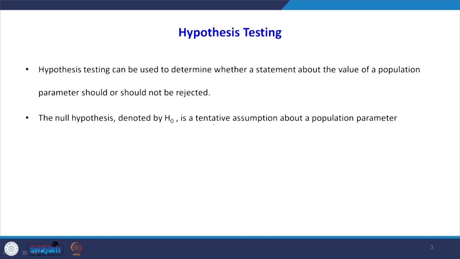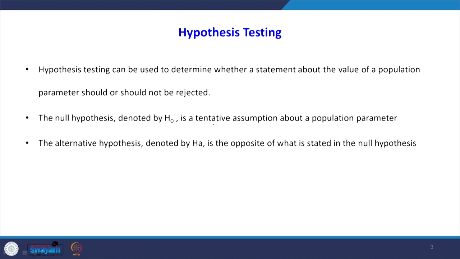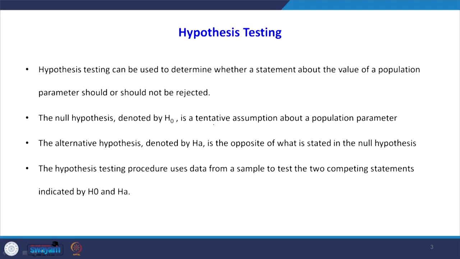So we can assume the population mean as a hypothesis, an assumption, otherwise we can have population variance also as a hypothesis. The null hypothesis denoted by H0 is the tentative assumption about the population parameter. The alternative hypothesis denoted by HA is the opposite of what is stated in the null hypothesis. The hypothesis testing procedure uses data from the sample to test two competing statements indicated by H0 and HA. The two competing statements are the null hypothesis and the alternative hypothesis.